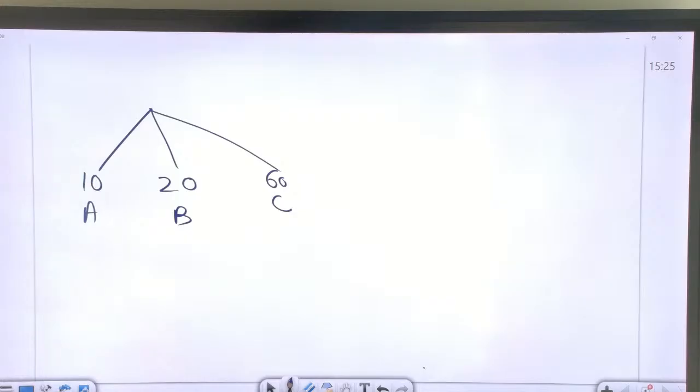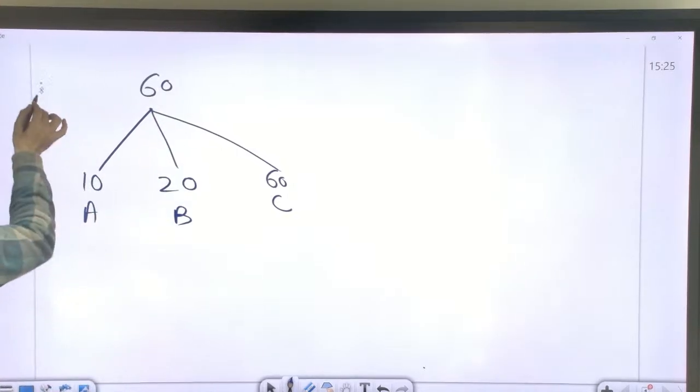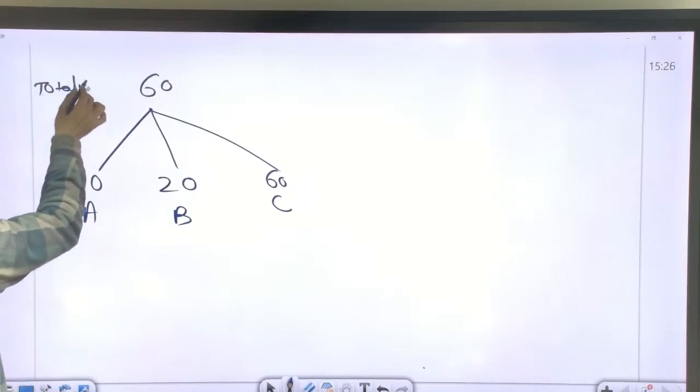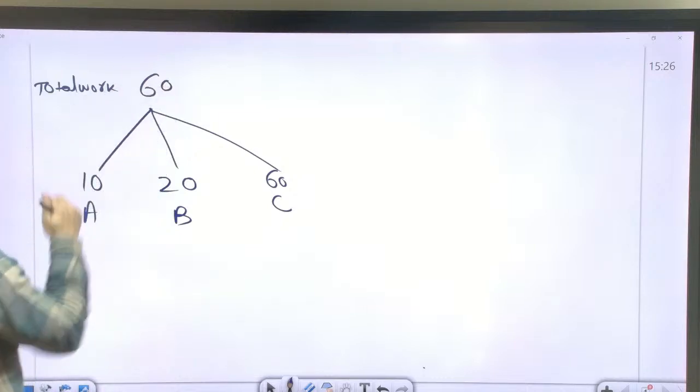Just take the LCM of the given numbers. The LCM of 10, 20, 60 will be 60. Very good. So this 60 is total work. If we have to find the efficiency, we divide the total work by the number of days. And what is efficiency? Efficiency is nothing but the number of units done by a person in a day. That is efficiency.